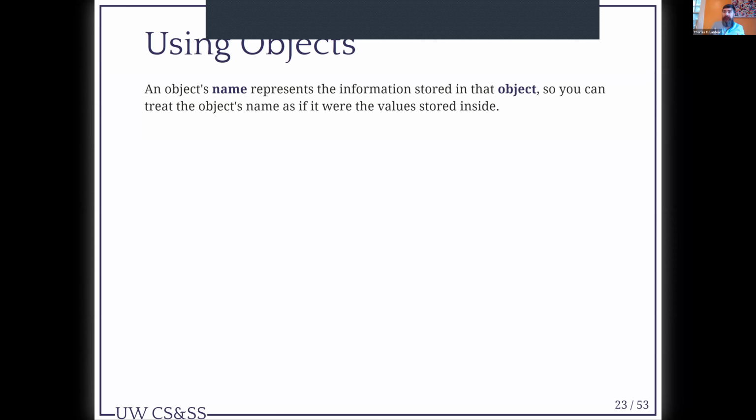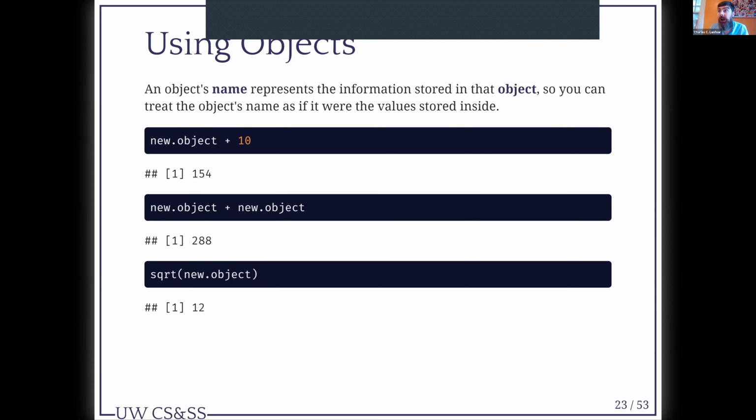The object's name, like I said before, represents the information stored in that object. So you can treat the object's name as if it were the values stored inside. If I take new.object and do +10, I get 154, because new.object is the number 144. I could put 144 there, but I'd rather put new.object there. Identical result. I could say new.object plus itself, it will be 288. Multiplying it by 2, I could take the square root of new.object. This is just to emphasize new.object is the number 144. Anything you could use 144 for, we could use new.object.